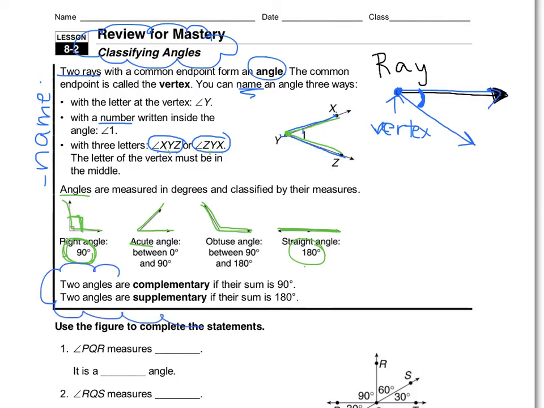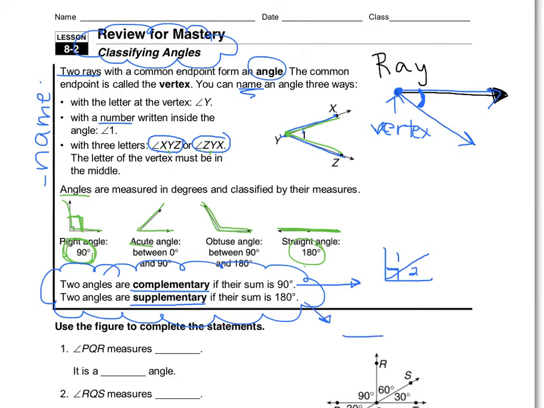Two words that might be new to us. We need to highlight these two words. Complementary, supplementary. Those are two words you will see on your next test. Highlight them. Alright, two angles that are complementary form a 90-degree angle. So I told you to watch out for those. Watch out for that little box. That tells me that angle 1 and angle 2 add up to 90 degrees.